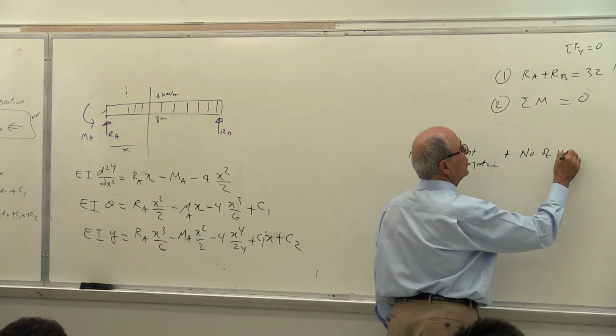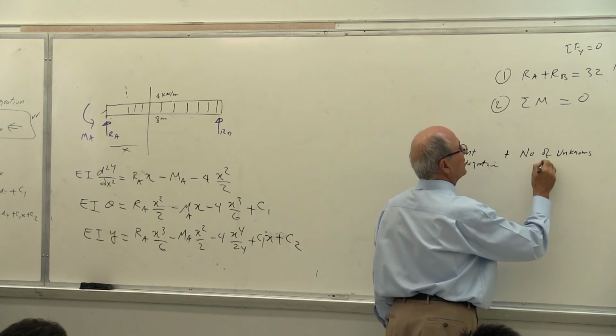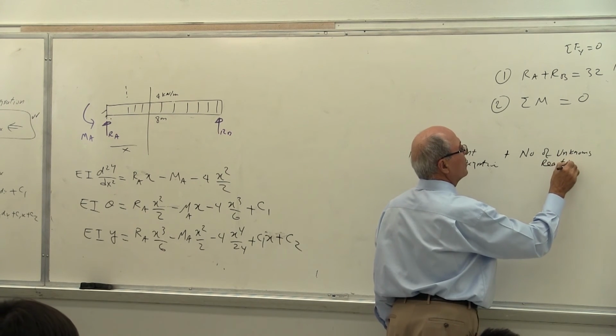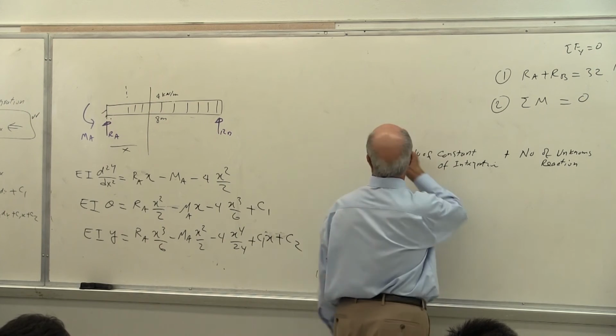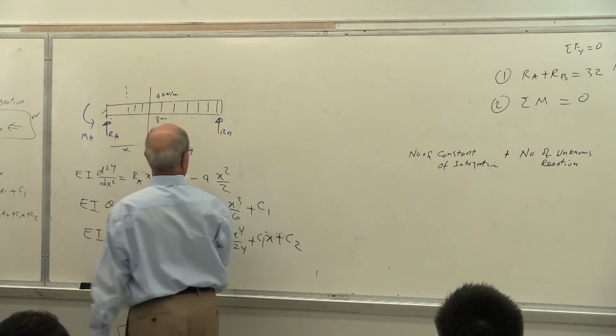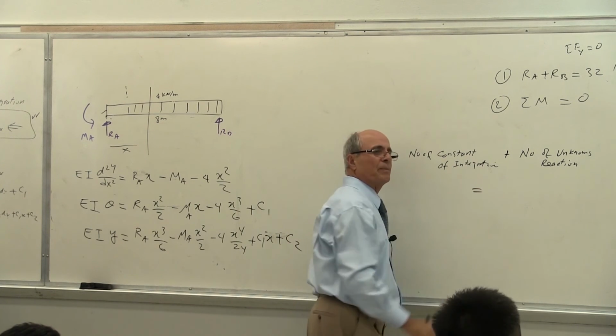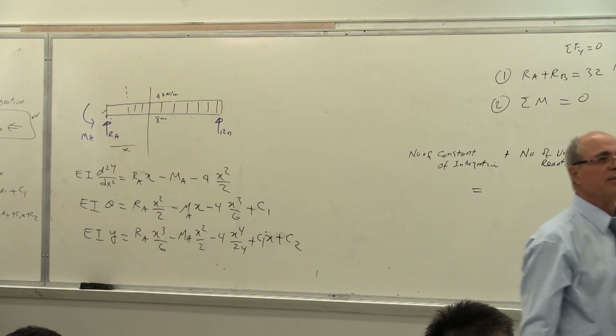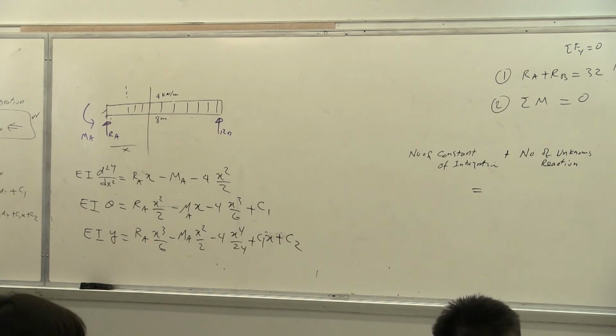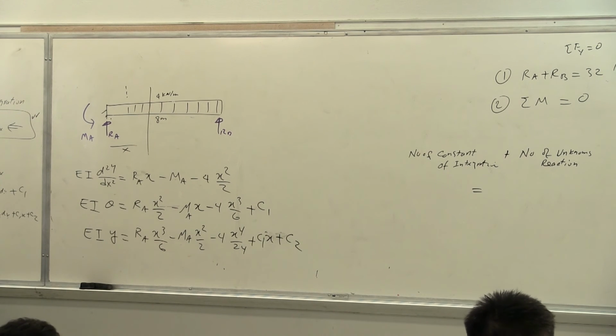unknown reactions. How many do we have? 2 and 3. You see, 1, 2, 3, 4, and 5. Yes or no? Equal to, how many boundary conditions do we have? No. 2. Previously we had 2. Now you have 1 more. That's the beauty of that. You need to realize that.